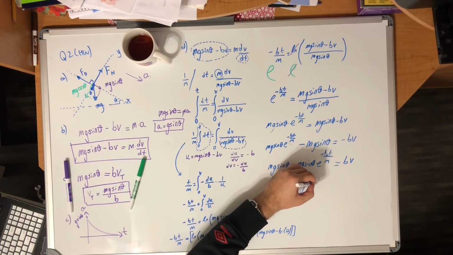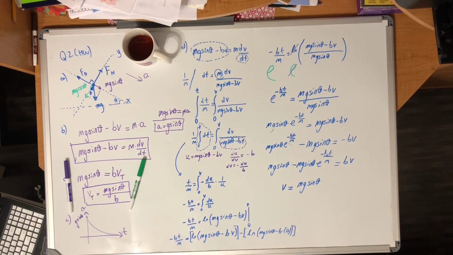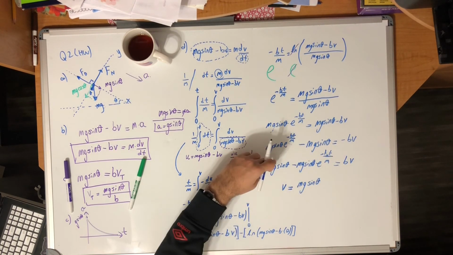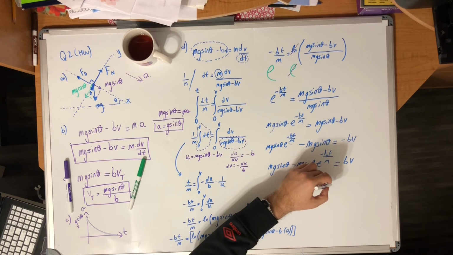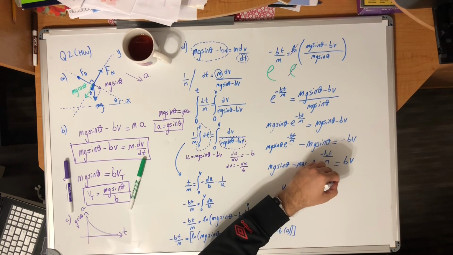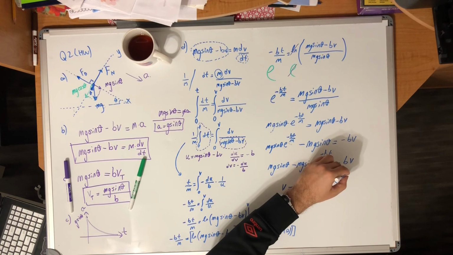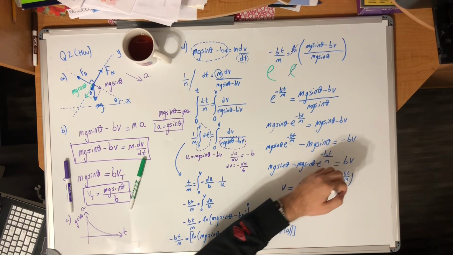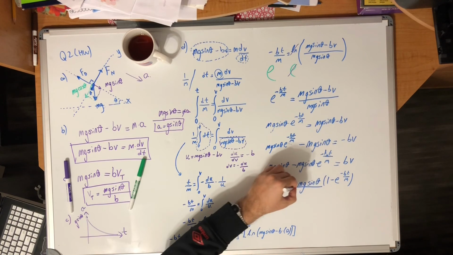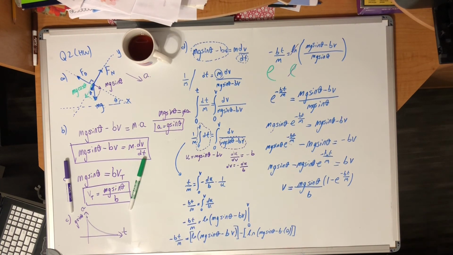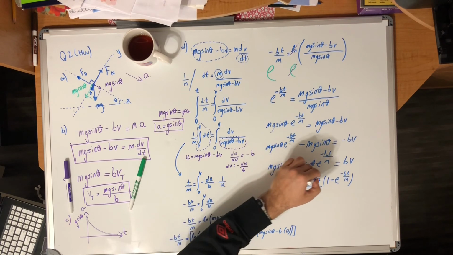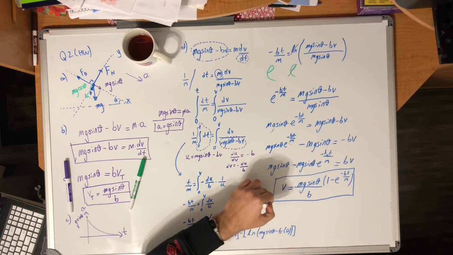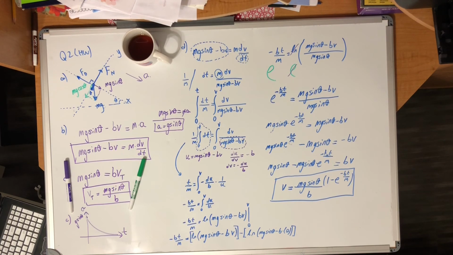mg sine theta. And actually, let's take everything into mg sine theta parenthesis. Mg sine theta is going to become 1 right here, and minus e to the power negative b t over m. And we had divided everything by b, so that will go right here. So this is my velocity as a function of time. And that is going to be the solution for question number 2 in your homework.